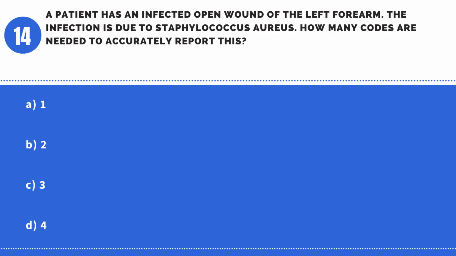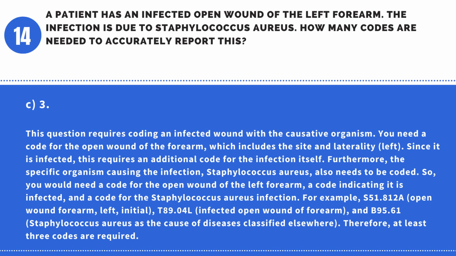Answer: C. 3. This question requires coding an infected wound with the causative organism. You need a code for the open wound of the forearm, which includes the site and laterality, left. Since it is infected, this requires an additional code for the infection itself. Furthermore, the specific organism causing the infection, Staphylococcus aureus, also needs to be coded. So, you would need a code for the open wound of the left forearm, a code indicating it is infected, and a code for the Staphylococcus aureus infection.